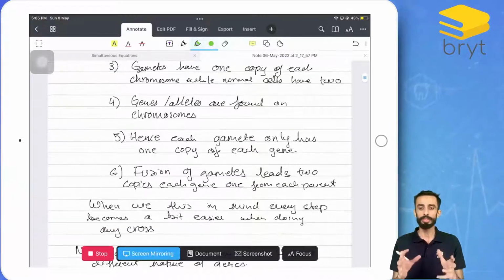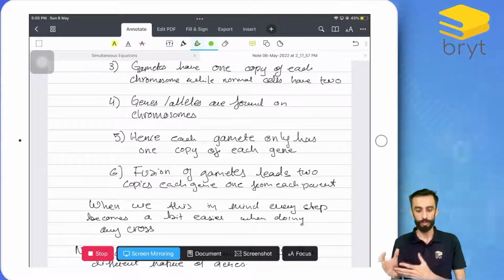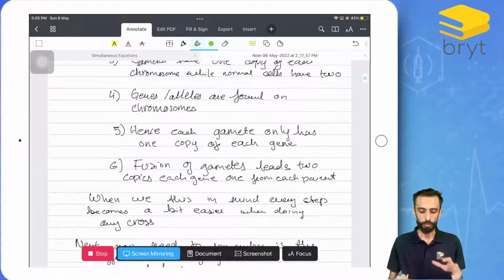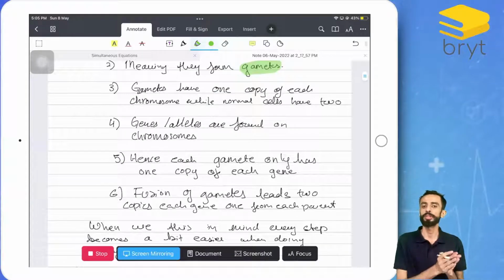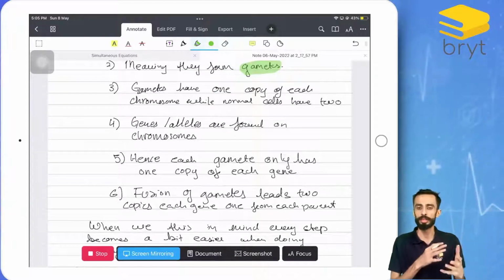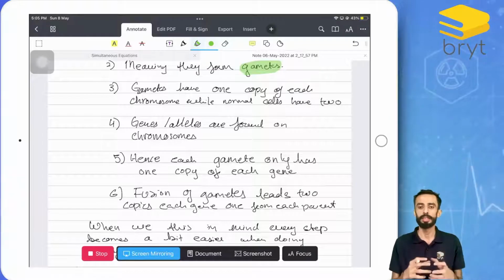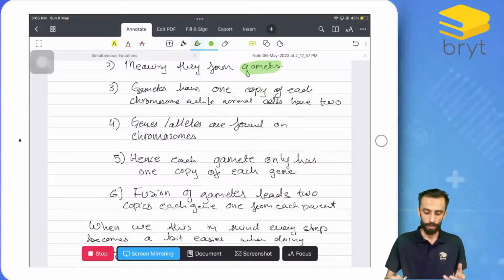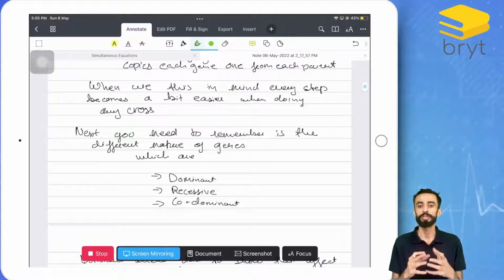When you keep all of these in mind, it becomes very easy to know how to solve inheritance questions. So keep these things in your mind and we'll move forward: sexually reproducing organisms go through meiosis to produce gametes, and because they produce gametes, they only have one copy of each gene. We'll see how that plays out when we're doing inheritance.